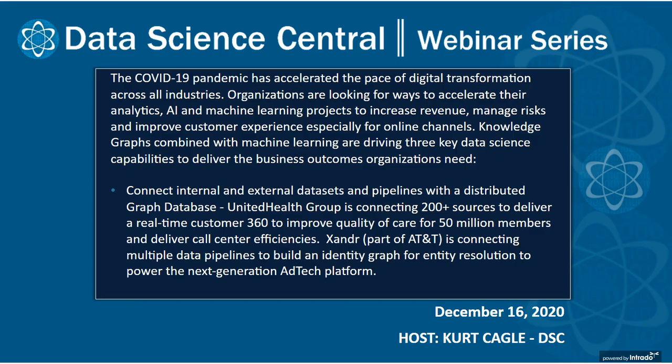The COVID-19 pandemic has accelerated the pace of digital transformation across all industries. Organizations are looking for ways to accelerate their analytics, AI, and machine learning projects to increase revenue, manage risk, and improve customer experience, especially for online channels. Knowledge graphs combined with machine learning are driving 3 key data science capabilities to deliver the business outcomes organizations need. First, these are connecting internal and external data sets and pipelines with a distributed graph database.